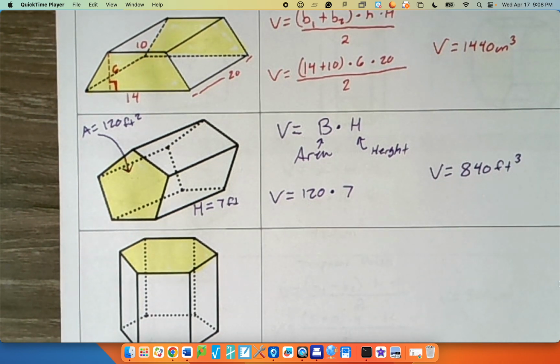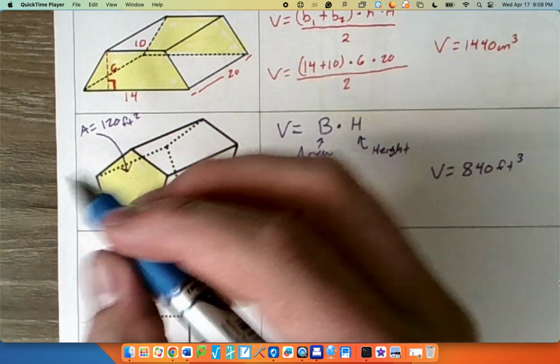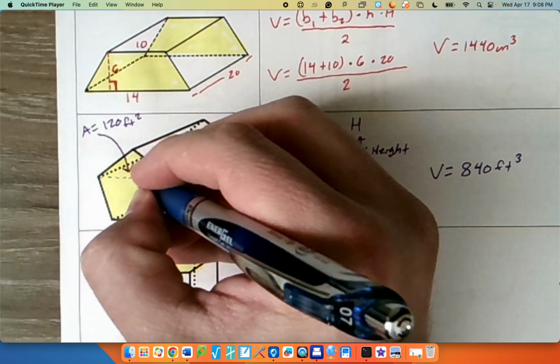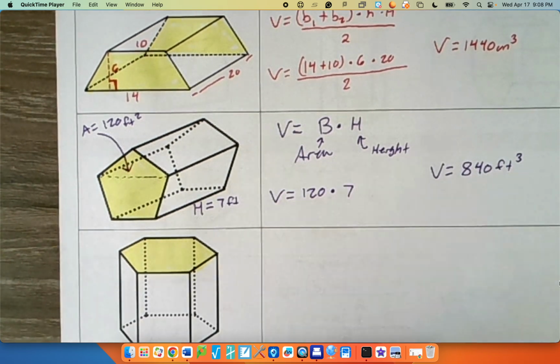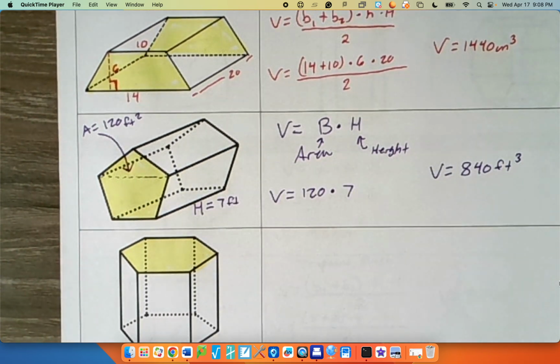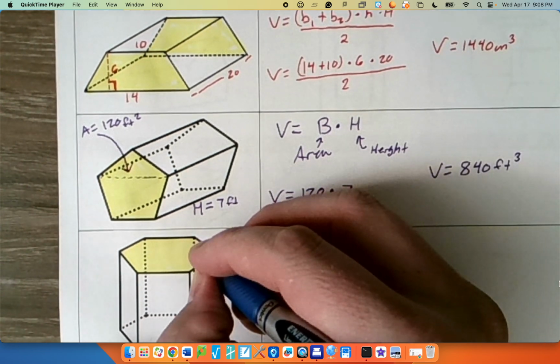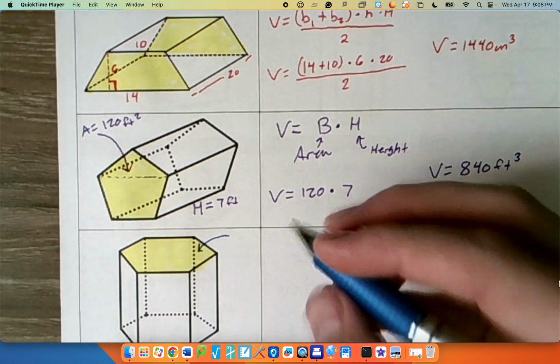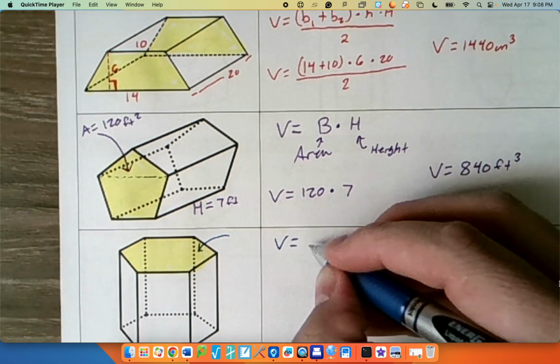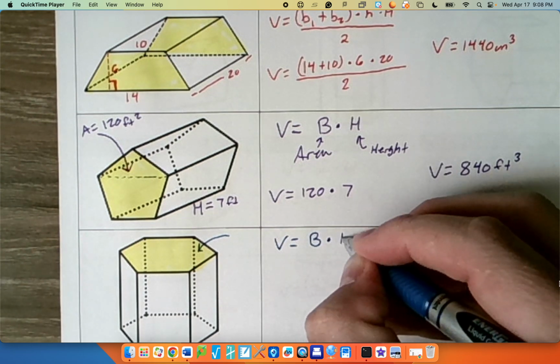So if you were faced with a problem where you didn't know the area, yes, you would cut this right there and make a triangle, make a trapezoid. Hopefully you have the information to find the area from there. But that is not what we need to worry about right now. Maybe that'll be some level 4 questions later on. But we're just trying to get the hang of our volume formulas. So area of the base times the height.